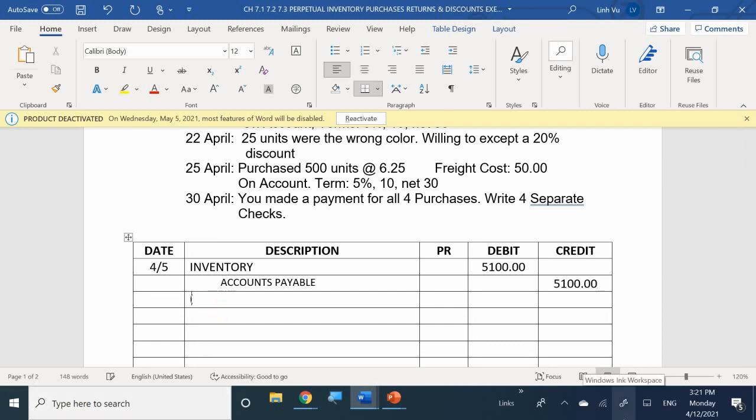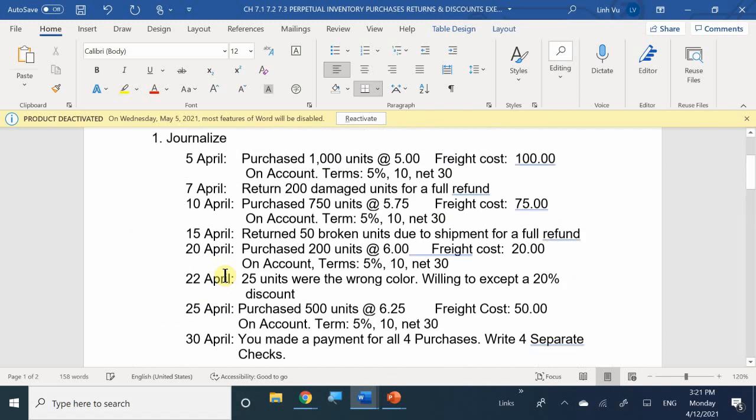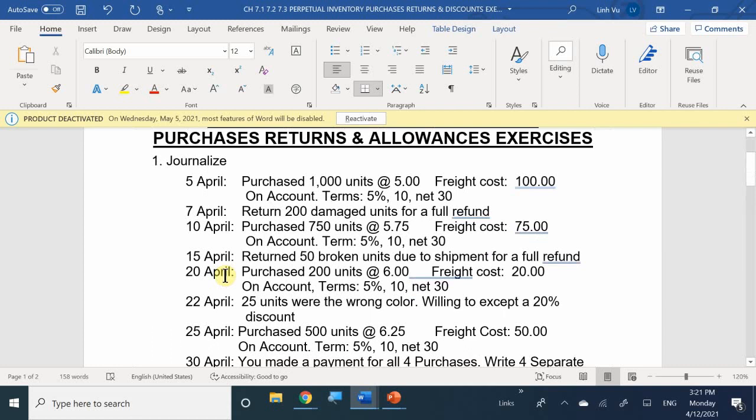And I'm going to make a note here saying that I purchased 1,000 units at $5 each. And I'm also going to put my terms, 5%, 10 net 30. Right. So then what has happened next?